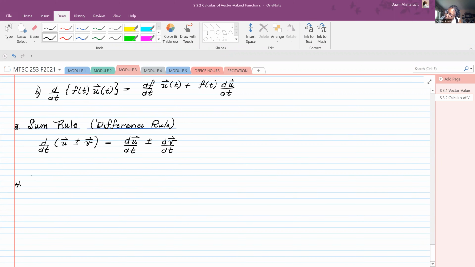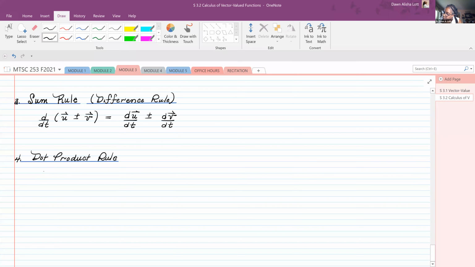Then we have the dot product rule. That is the derivative with respect to t of u dotted with v, and this is the derivative of u with respect to t dotted with v plus u dotted with the derivative of v with respect to t.